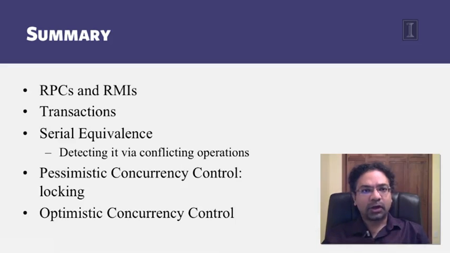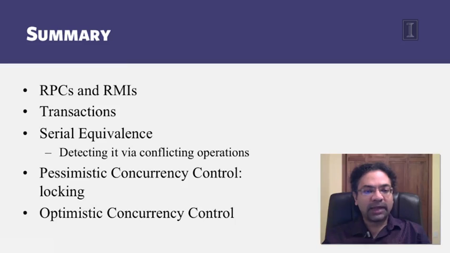So to wrap up our discussion of concurrency control, we first discussed RPCs and RMIs, remote procedure calls and remote method invocations, which are important building blocks in understanding what transactions are. Transactions are one of the most important concepts in database systems that have been used for many decades. For transactions, you need to maintain ACID properties, and to maintain ACID properties, serial equivalence is a very important technique, and typically this is detected and enforced via conflicting operations. And there are two approaches in which you can do concurrency control so that serial equivalence is still maintained. The first is pessimistic concurrency control, such as locking, which limits concurrency but is always correct.